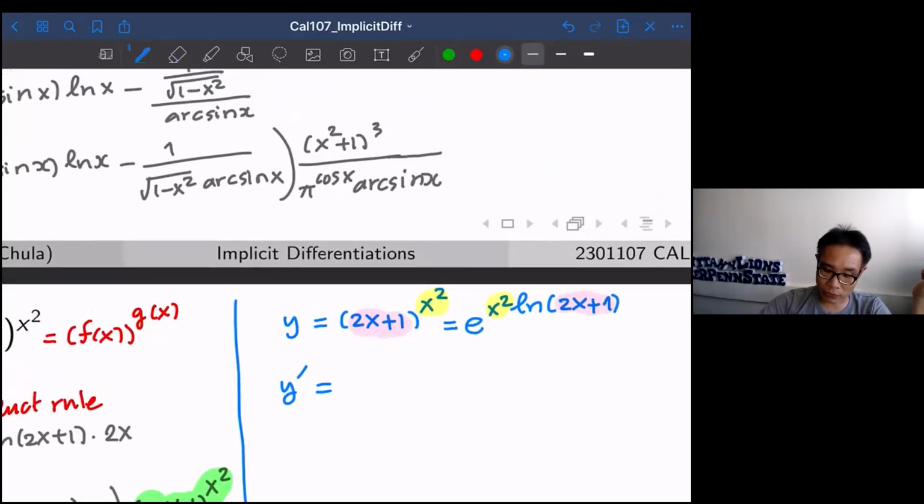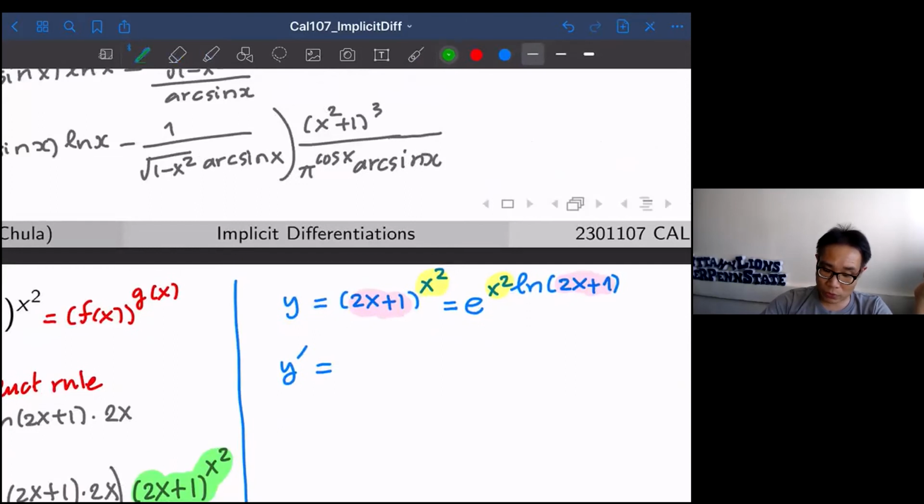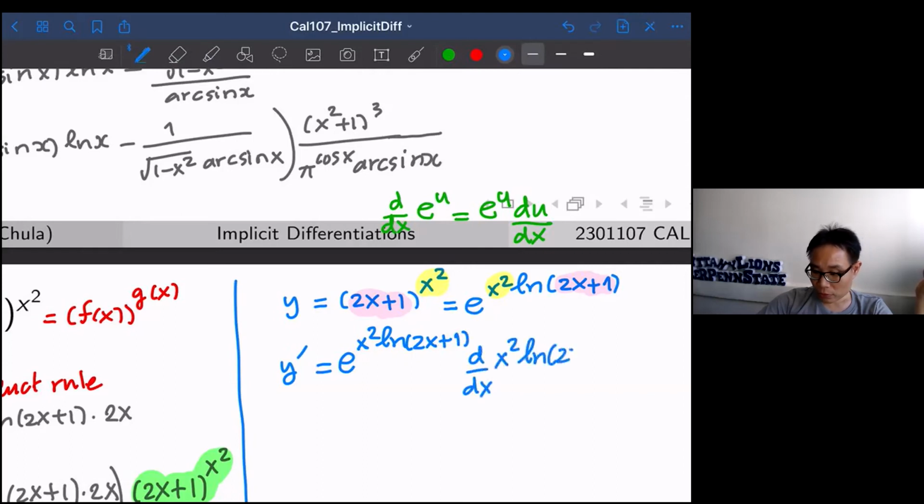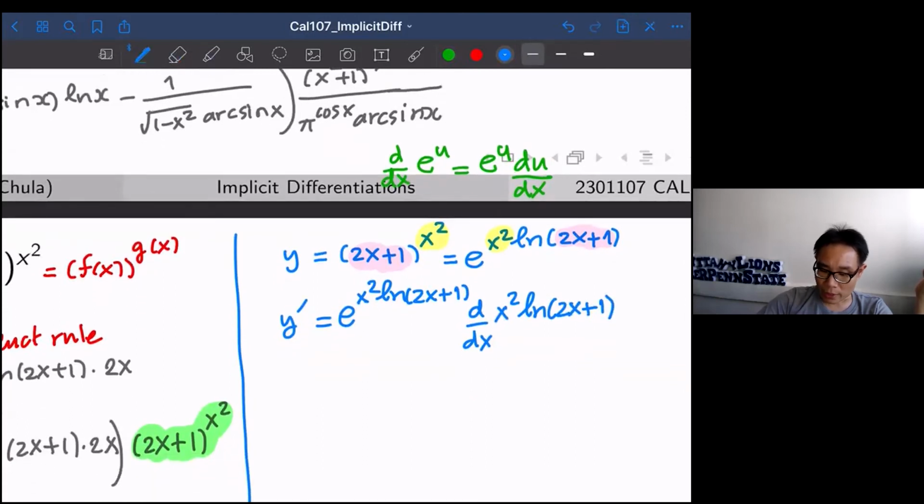Let me recall how to differentiate e to the u. When you differentiate e to the u, it's going to be e to the u times du dx. In this case, e to the u is the whole thing, e to the x squared log of 2x plus 1, and you have du dx, which is d dx of x squared log of 2x plus 1.